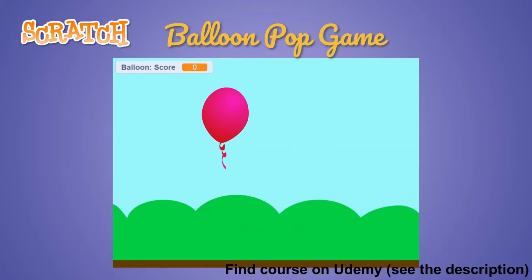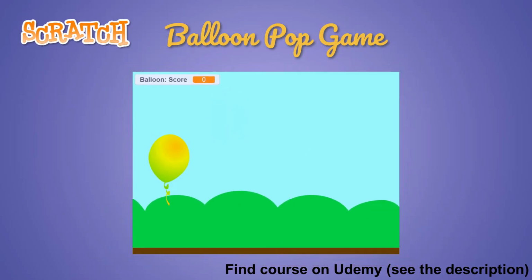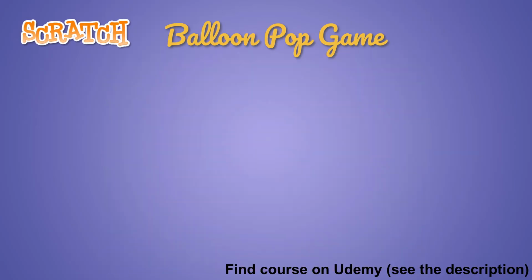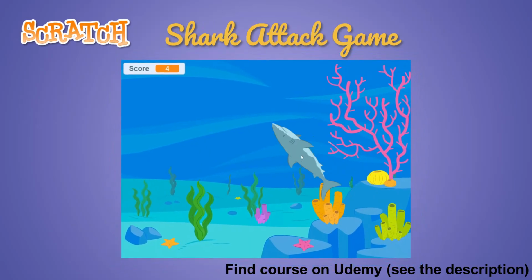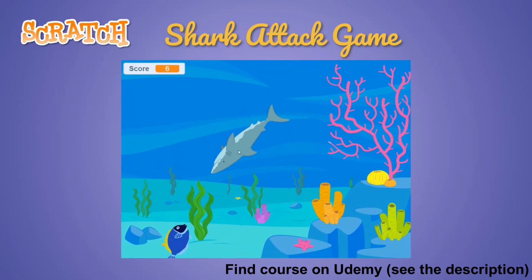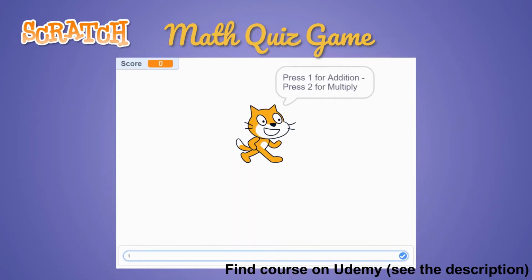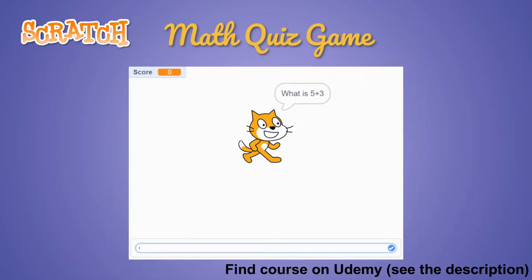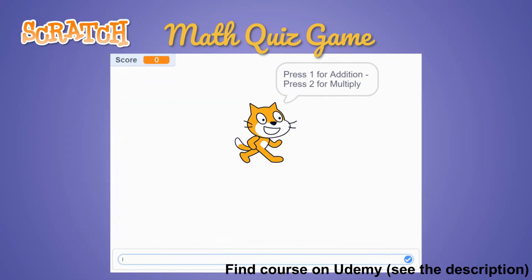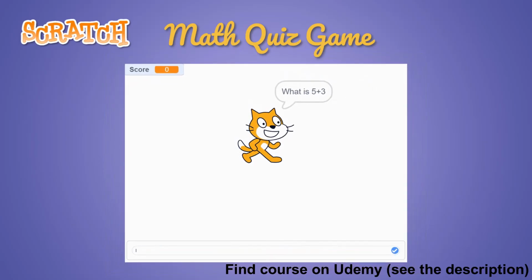We will see the balloon pop game, which is a very simple game which allows us to pop the balloons coming on our screen. We will then code shark attack, in which our score will increase whenever our shark eats the fish. We will also make a math game, in which our code will ask random addition and multiplication questions from us, and then it will calculate the final score at the end.